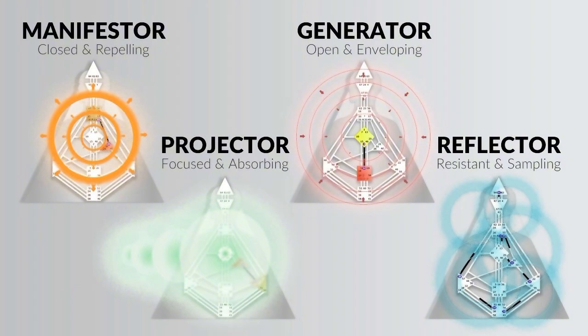Parents with manifestor children, invariably, this is their problem, and they don't like it. They don't like it. They feel that they have been burdened with a difficult child. And it's not the child's fault. It's not even their personality. It's not the way in which they are as a being in terms of their design. It's just that aura. Closed, repelling.